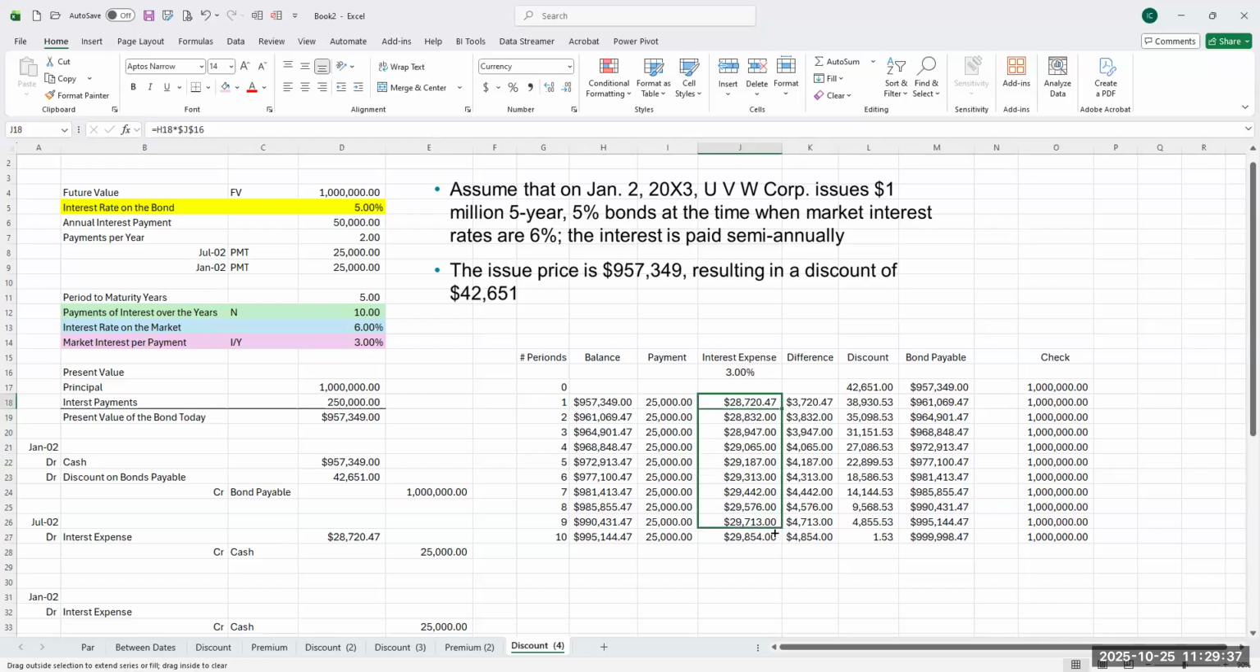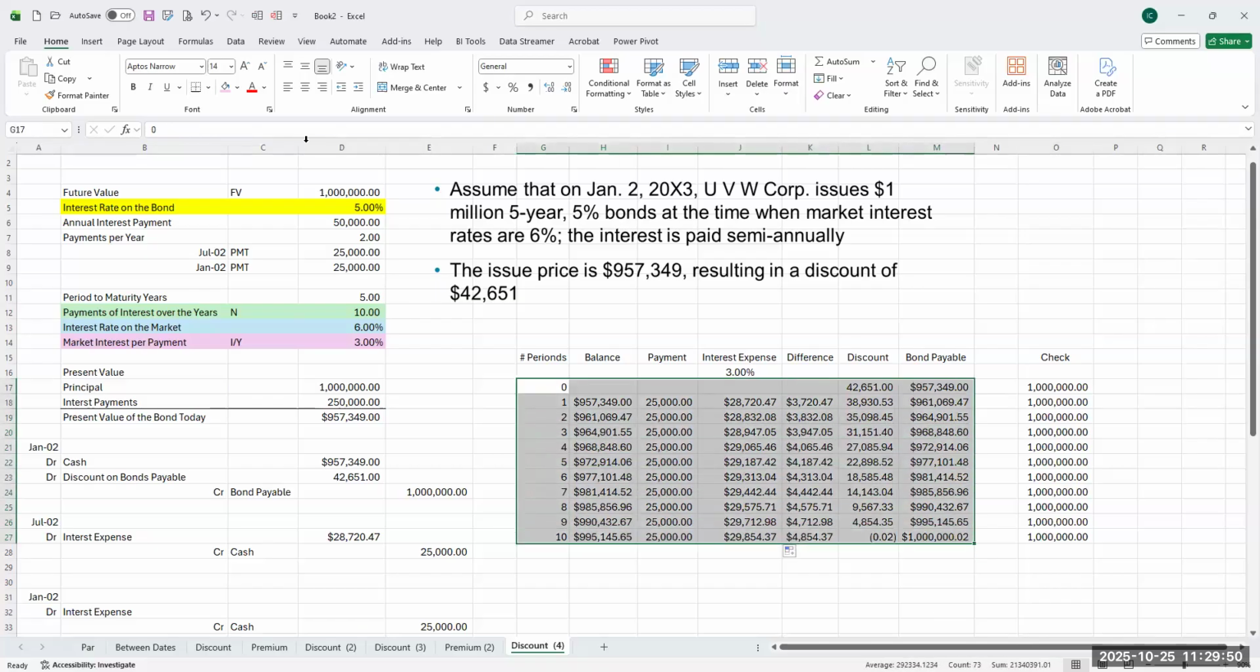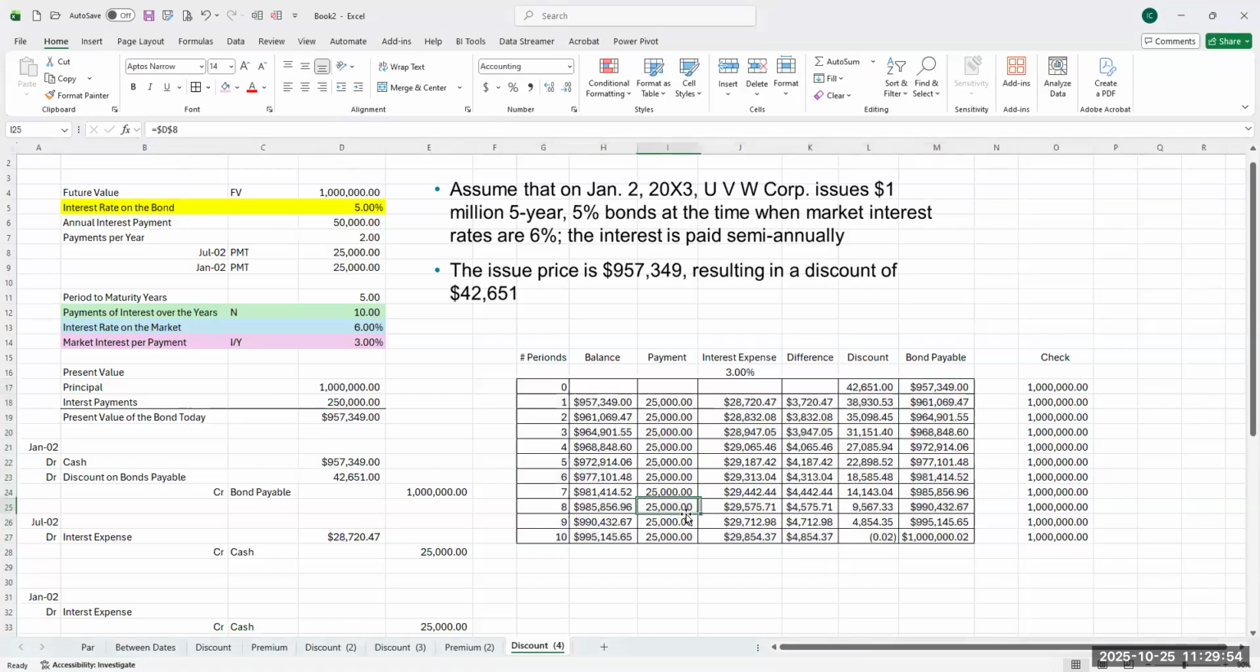And if I drag this down, I'm going to end up with 2 cents difference. And this is your schedule. This is how you prepare the schedule for the amortization on the bonds when they have a discount. So from this schedule, you can start plugging the journal entries.